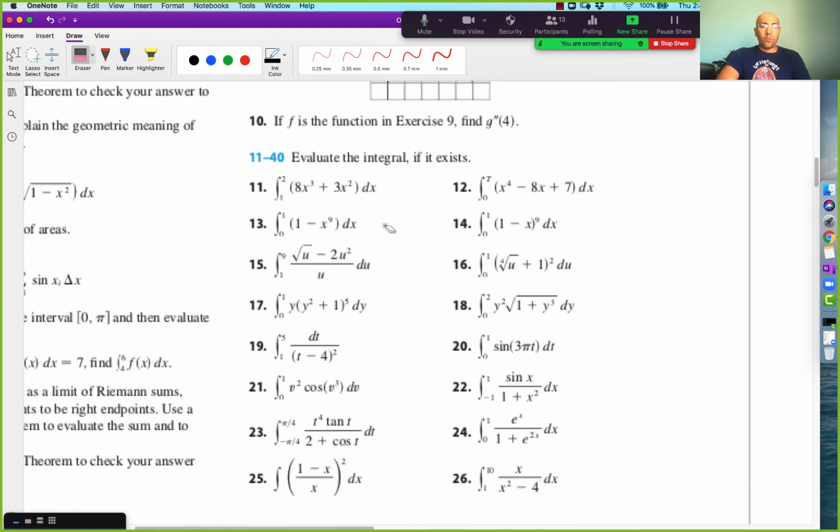Okay. What about something in the teens? Any questions about how to integrate any of these guys? No questions, no questions.